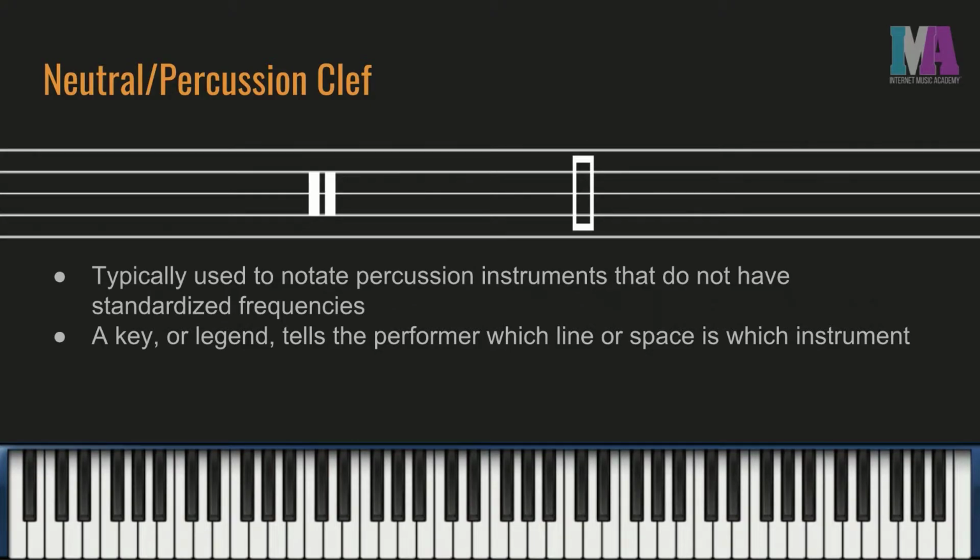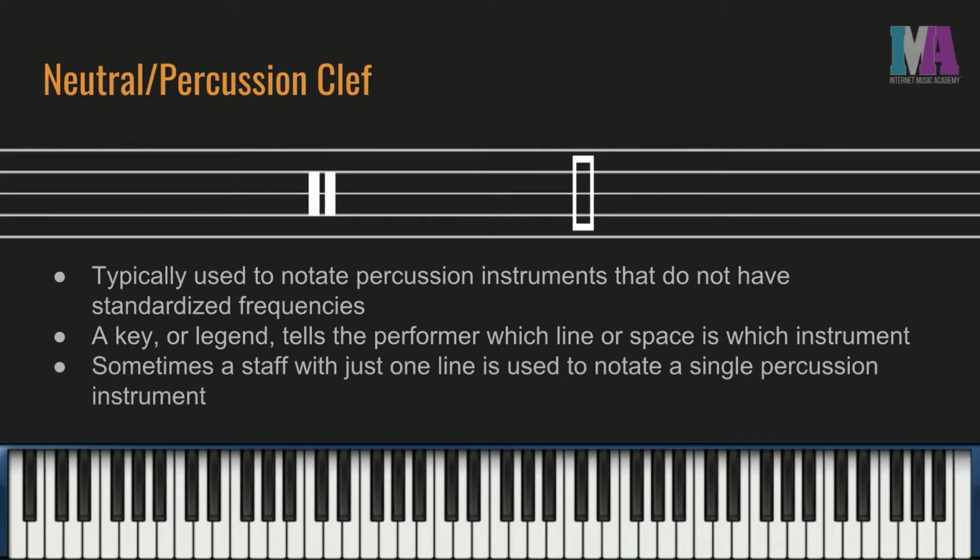There are some common layouts used by standardized ensembles such as marching bands, but overall, there are no strict rules, just guidelines, that dictate how this clef is to be used. It is also common to see single instruments such as a bass drum or triangle notated on a staff with just one line as opposed to the traditional 5.